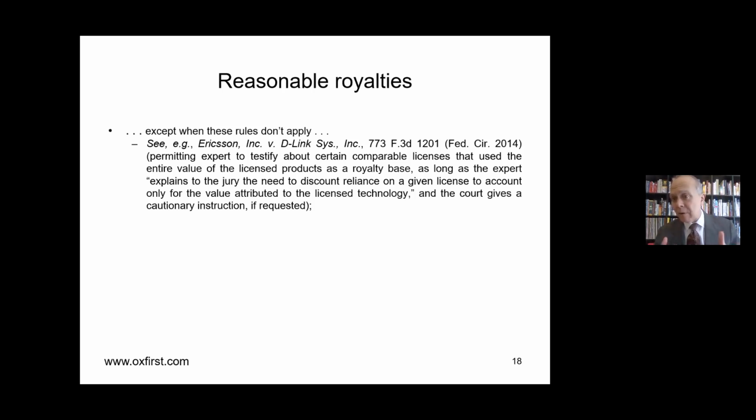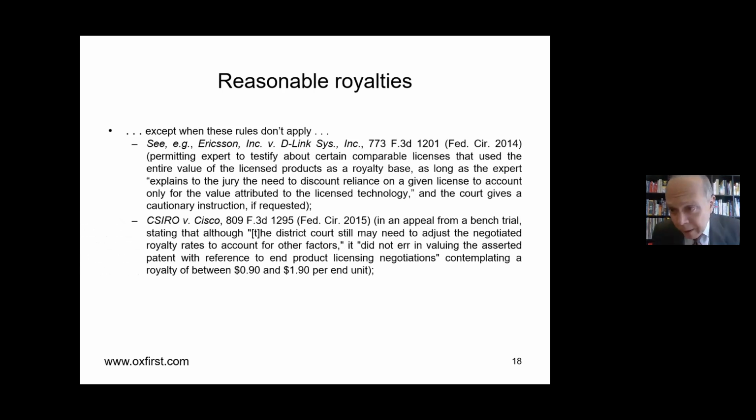And the logic there is that comparables, because they are sometimes good evidence of how the market values technology, we don't want to throw those out simply because they happen to make use of the end product as the royalty base.